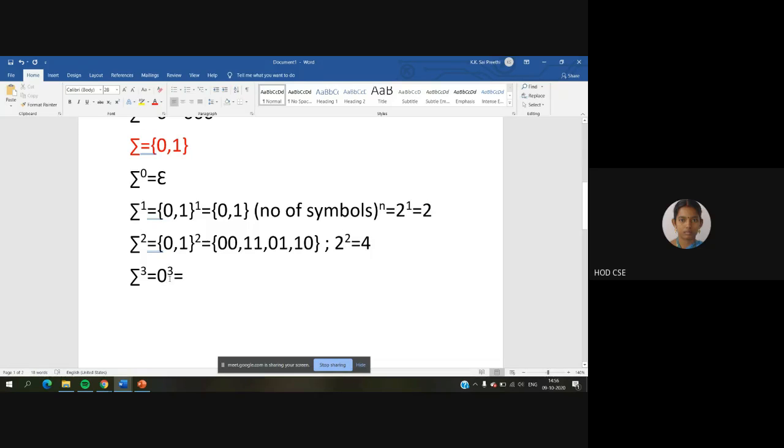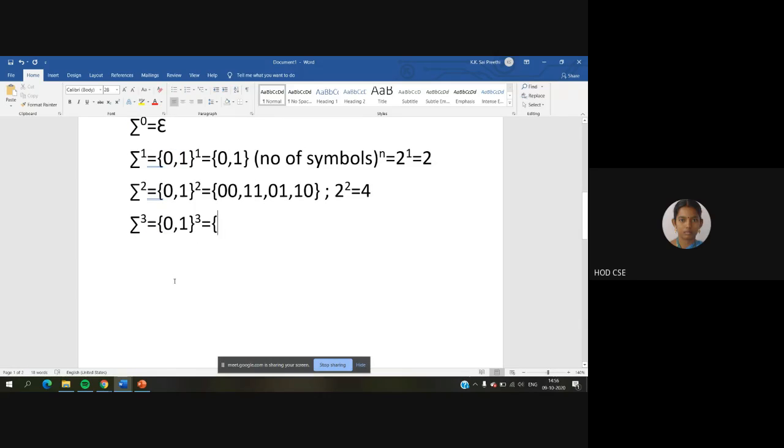So here 0, 1, the whole power 3. What will be produced? Anyone? How many strings do you have to produce first? See the formula I am giving on the right side, which I am highlighting in red font. This is all the basics. How many strings can you produce? 8, ma'am. 8, very good.